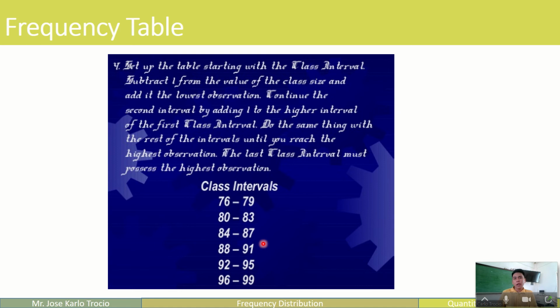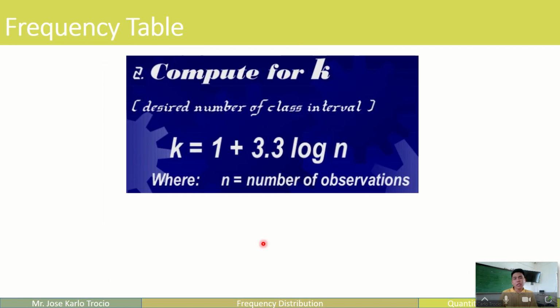This is very useful when you have a large set of data, and it is very hard for you to tally all these 30.